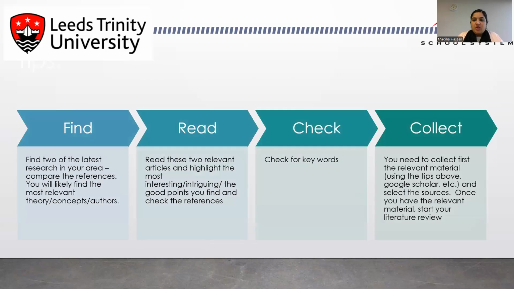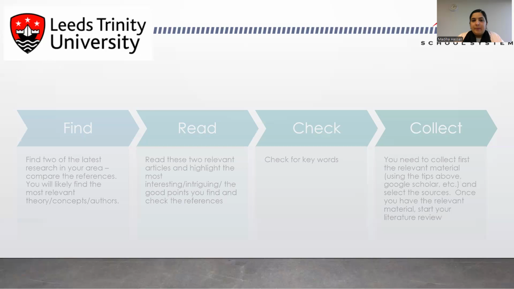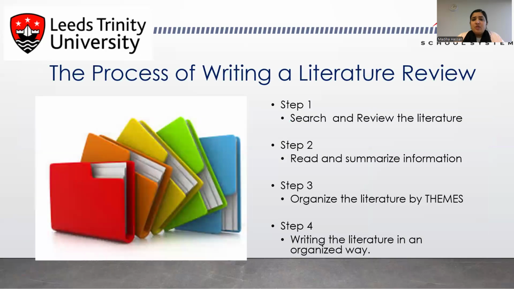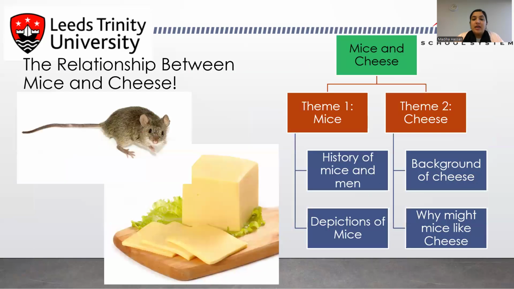How to take your research, how you are going to collect the data: start from finding the data, reading it, checking it, and then collecting it. The process of writing a literature review: first, search and review the literature, read and summarize the information, organize the literature by themes, as we discussed previously, writing the literature in an organized way.